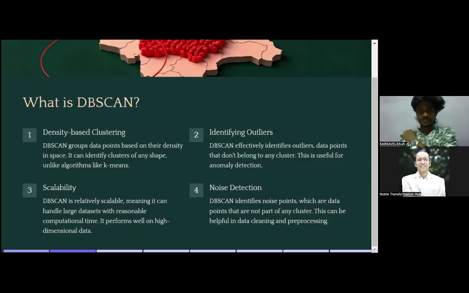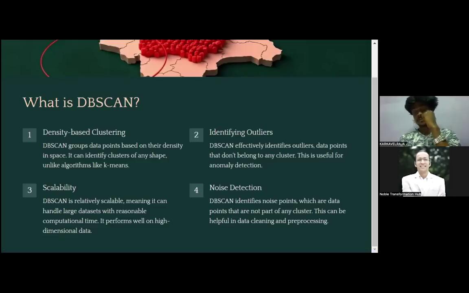So third is scalability. DBSCAN is relatively scalable. It will handle large data sets in reasonable computational time. It performs well on high dimensional data. So scalability is another element.